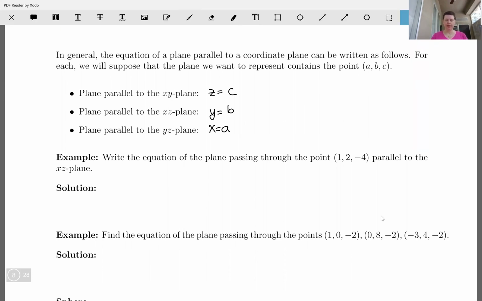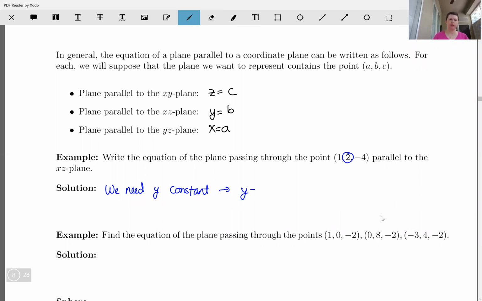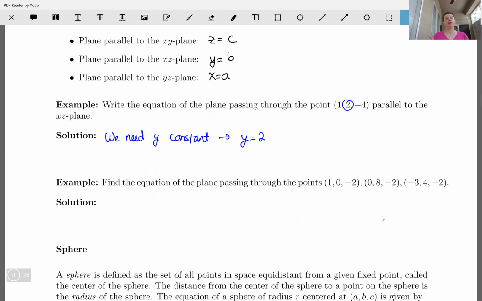So let's write the equation of the plane passing through the point 1, 2, -4, and parallel to the XZ plane. Parallel to the XZ plane means Y must be constant, and since the Y in our point is 2, that's going to give us the equation Y is equal to 2. Now, all examples in this course are not going to be this short, but it's nice to start off gently.